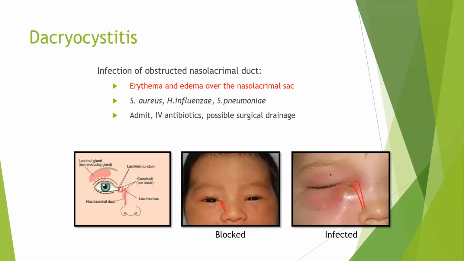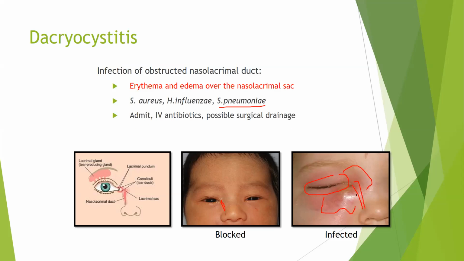This child ended up with an infection, so now you've got this kind of paraorbital cellulitis, and definitely a cellulitis of the nasal lacrimal region here. And this treatment is going to be with antibiotic. So you're going to have erythema and edema over the nasal lacrimal sac. Your bad actors here are Staph aureus, Haemophilus influenzae, and then Strep pneumoniae.